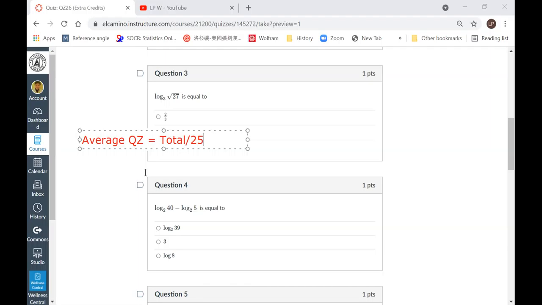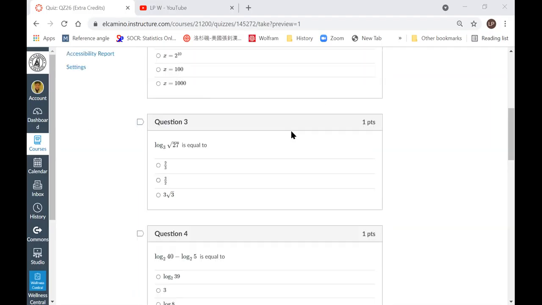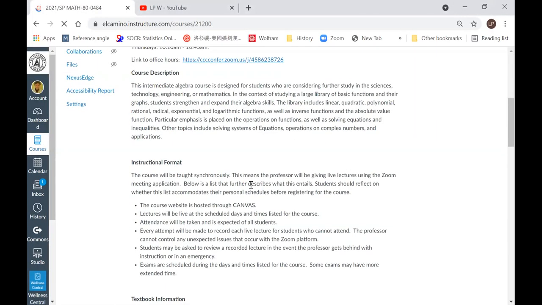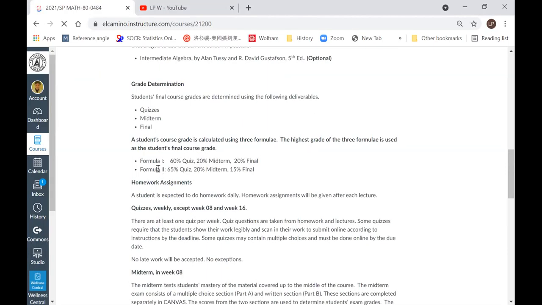So everything will be recalculated by me following the formula given in the syllabus. There are two formulas in the syllabus, so let me show you. Formula one and formula two. I will be using these formulas to calculate your grades, your midterm and your final exam combined. The higher score will be your final course grade. I hope that's clear.